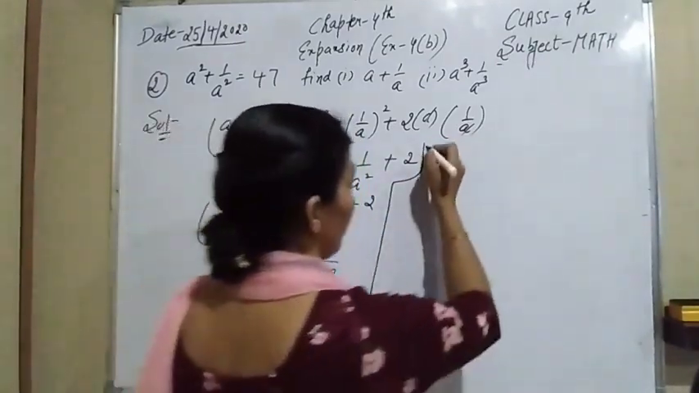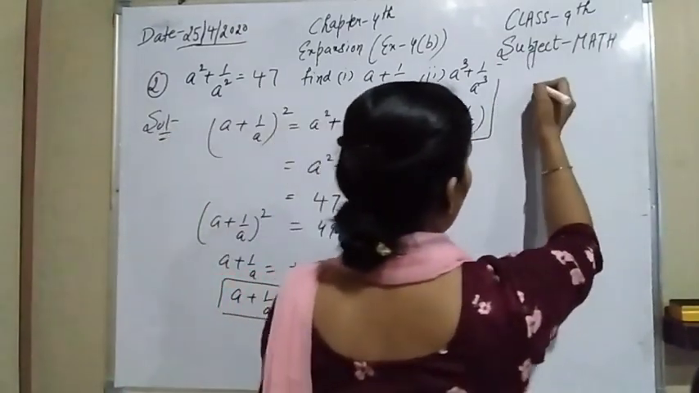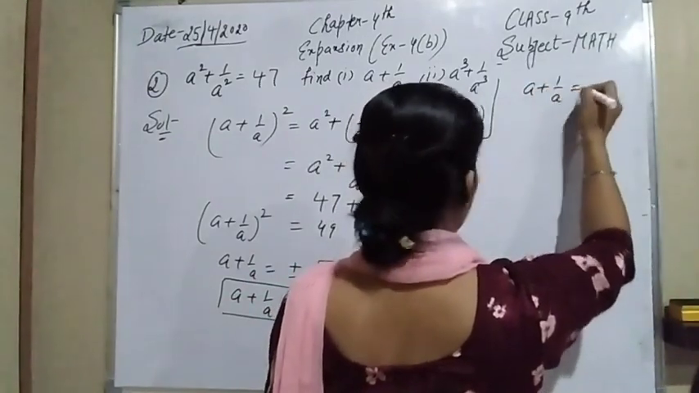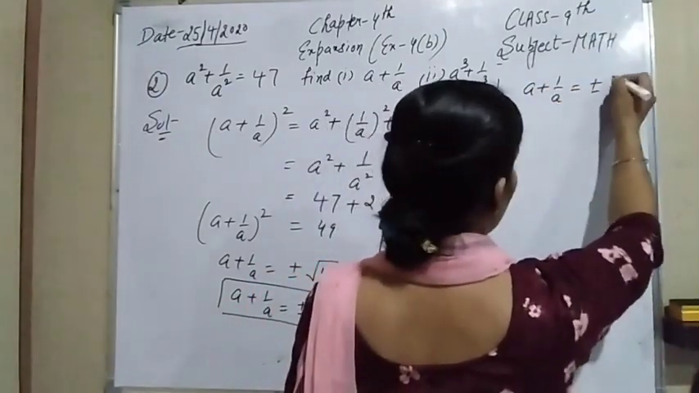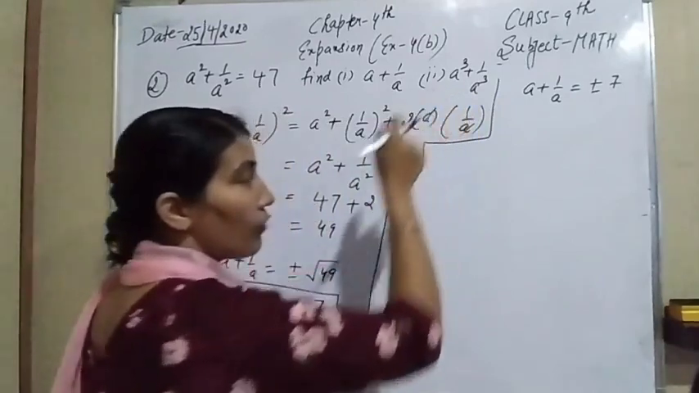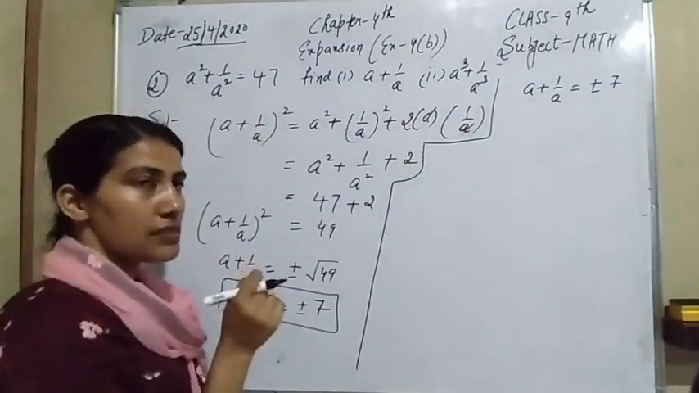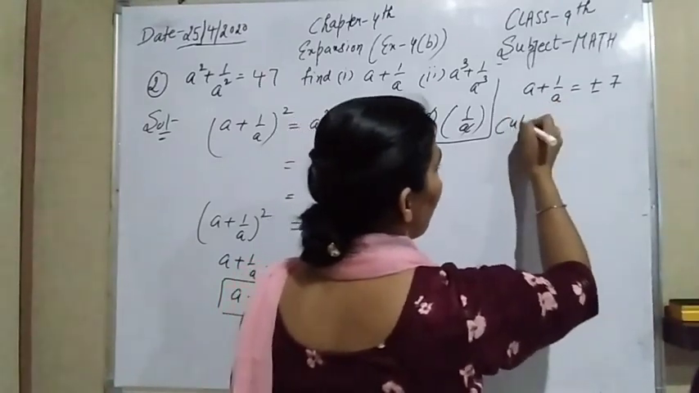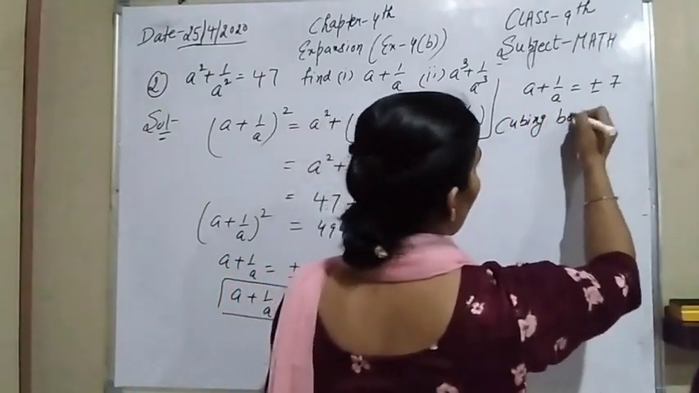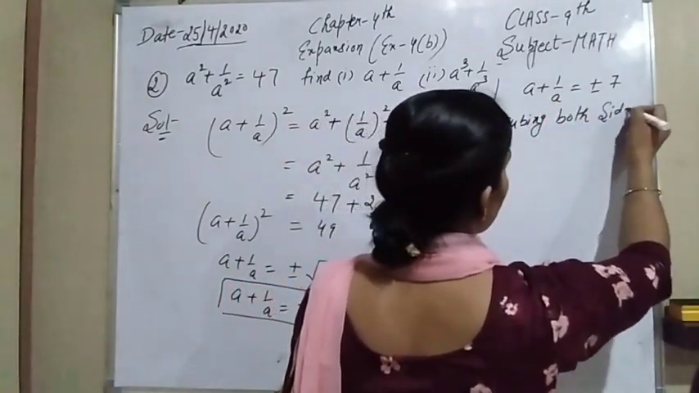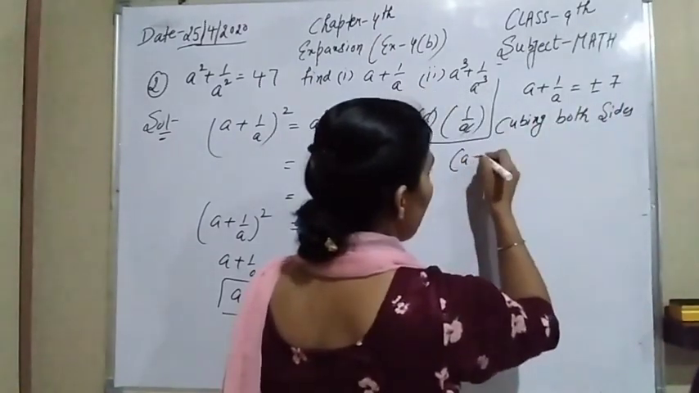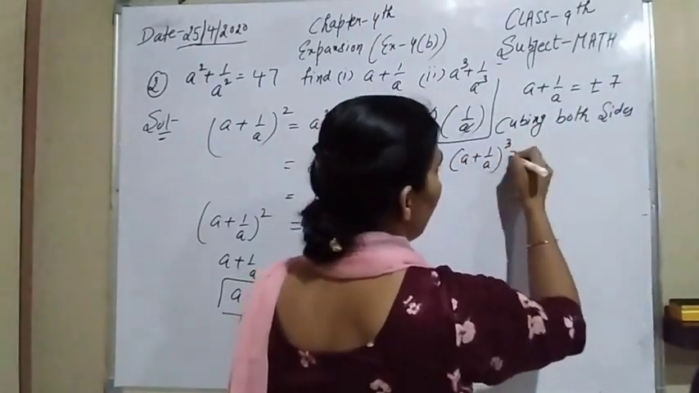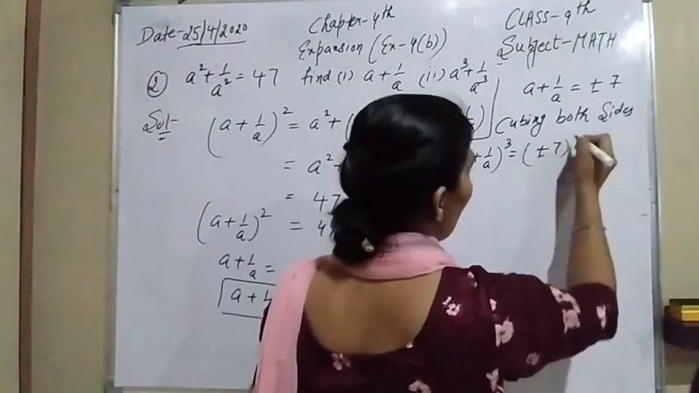We have a plus 1 over a, that is equal to plus minus 7. We have to find the value of a cube plus 1 over a cube. So you just have to cube it on both sides. Cubing both sides, here is (a plus 1 over a) cube and here is (plus minus 7) cube.